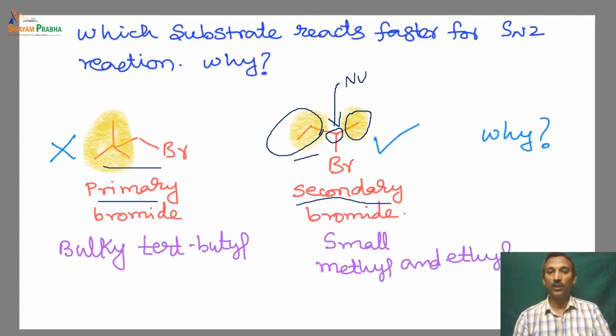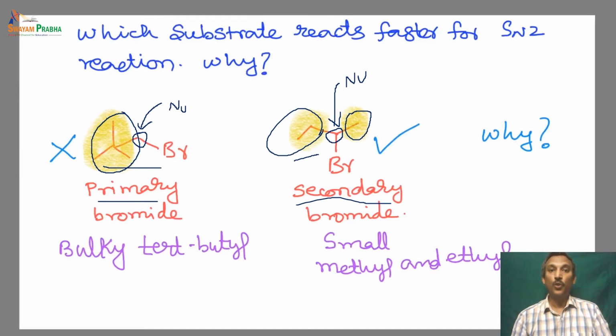But let us look at the other case. In this one, what happens? Although this is a primary carbon, on one side we have a very bulky tertiary butyl group. So this prevents the attack of the nucleophile. Due to this, it reacts at a slower rate. It is not that it is not undergoing reaction. It does undergo the reaction, but at a slower rate. So that is the difference. In this case, we can very well say the secondary bromide reacts faster compared to the primary bromide.